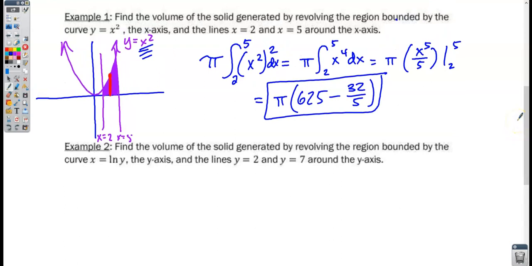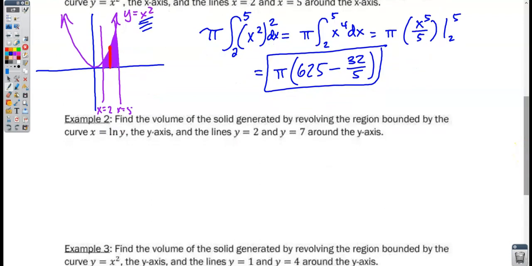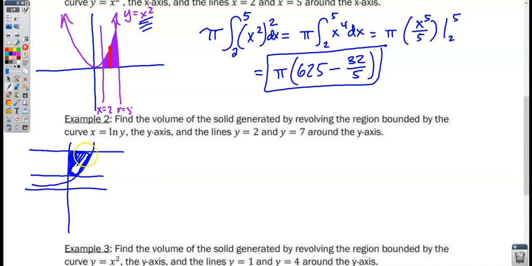In example 2, we're going to find the volume of the solid generated by revolving the region bounded by these curves around the y-axis. And so the first thing that I'm going to do is draw a quick little sketch of this x equals natural log of y. It looks like that. The y-axis, y equals 2, y equals 7, look like this. So this is our region that we're revolving, and we're revolving it around the y-axis right here.